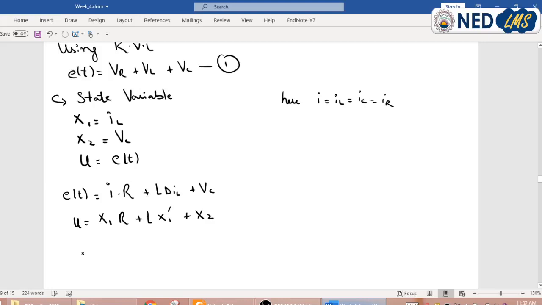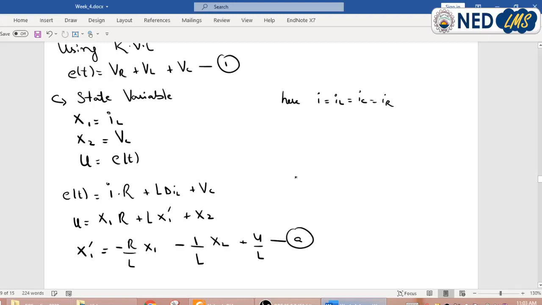So I can evaluate x1 dash easily by rearranging this equation. This will become minus R by L x1 minus 1 by L x2 plus U over L. Okay, this is my equation A, the first state equation.